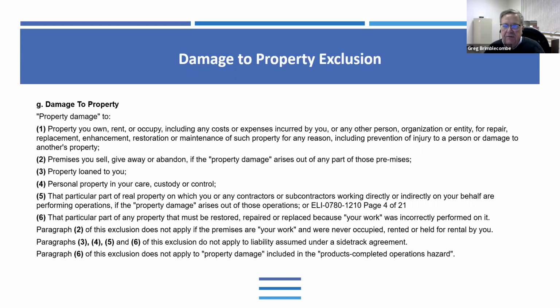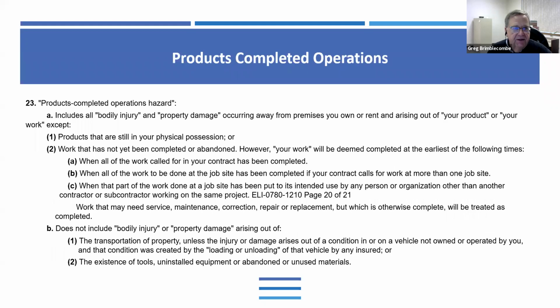This is kind of a good thing for the purposes of this seminar, because what it does now is it starts to show you the interplay between the exclusions and the definitions. So you're going, okay, I got a damage to property exclusion that may or may not apply. I need to go into the definitions and see what a product or completed operations hazard is. And there it is. It magically appears on the screen.